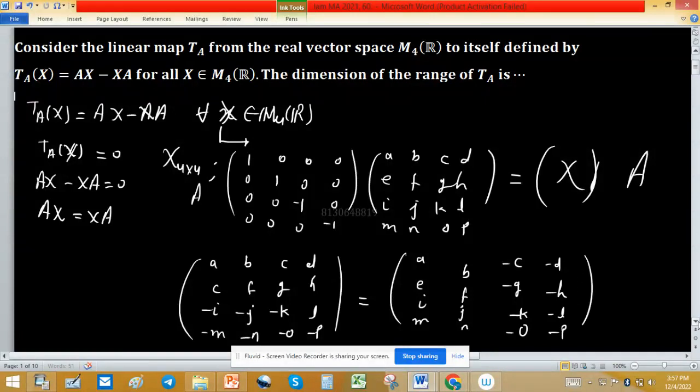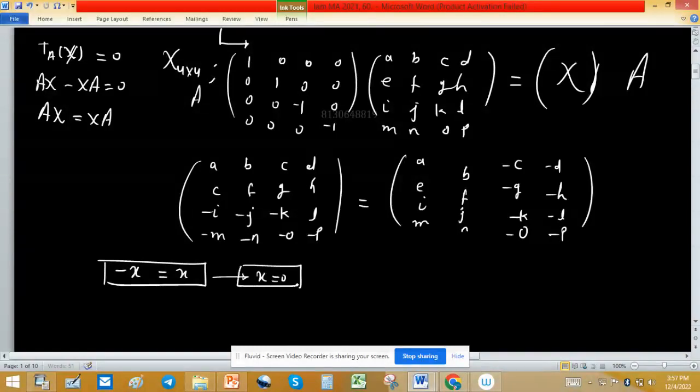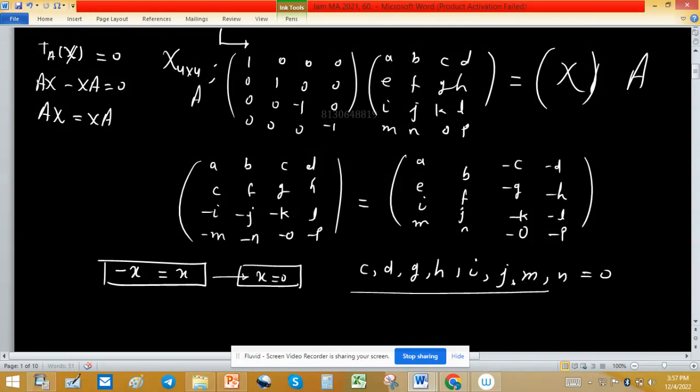By equality of these matrices, we conclude that if -x = x and x is a real number, this is the case only when x is 0. So by comparison of these two matrices, we conclude that c, d, g, h, i, j, m, and n are 0. So there are 8 elements which are 0. In X there are 16 elements and 8 are 0, so 16 - 8 = 8. There are 8 entries which we are free to choose. It means the nullity of this linear transformation is 8.